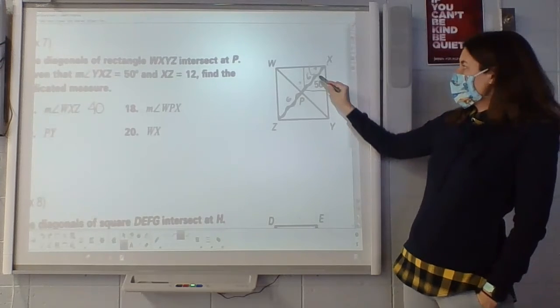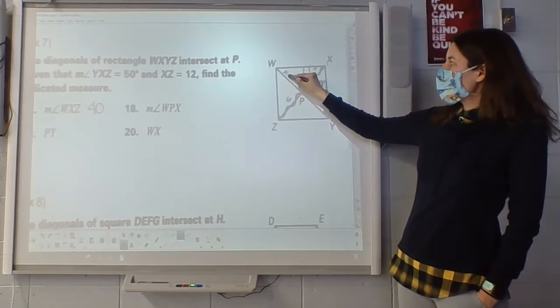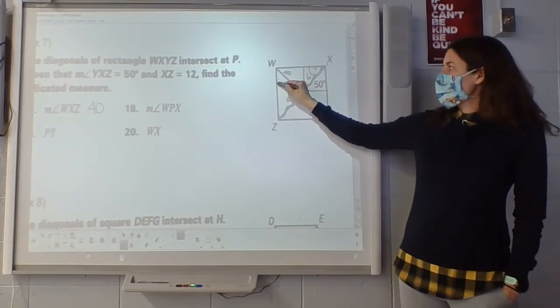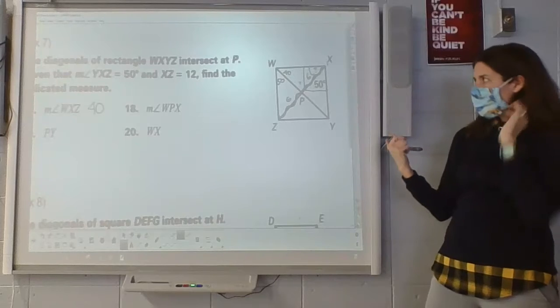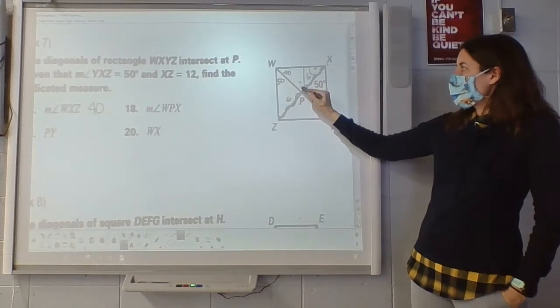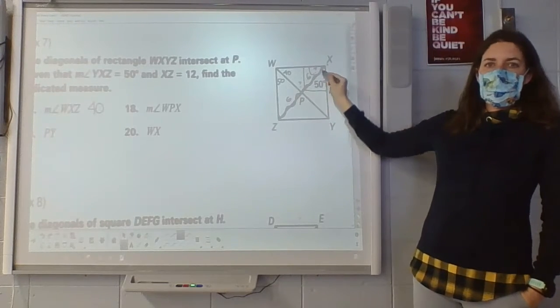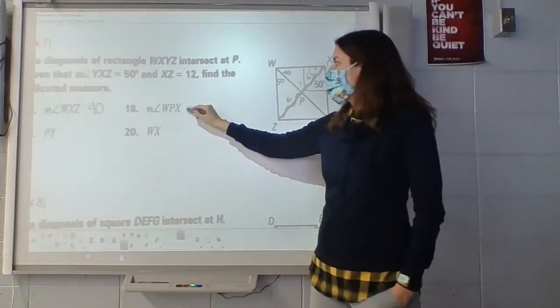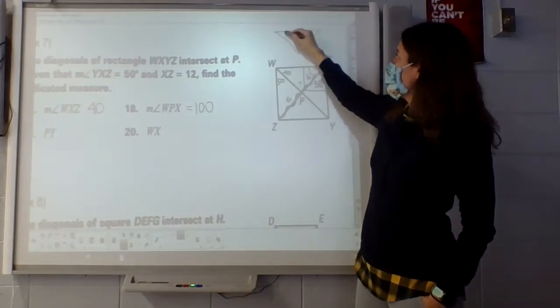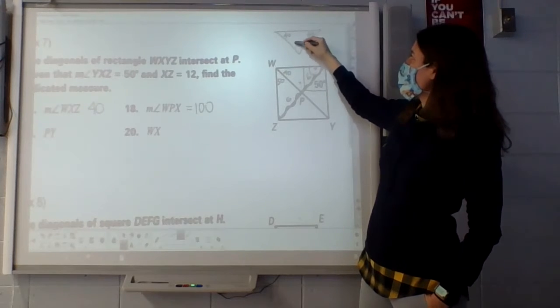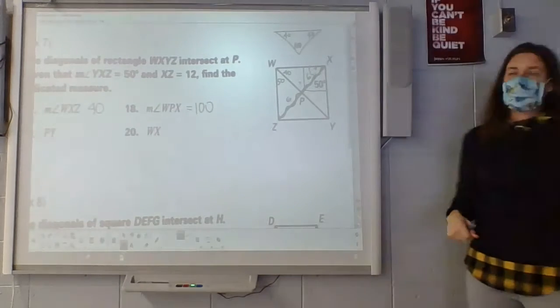And the reason for that is this is 40. This is also 40 because this has to be 50. The rectangle has a lot of congruent parts here. So if these two are 40, this has to add up to 180. So that leaves that as 100. Very good. So again, this is 40. This is 40. So this has to be 100 because they have to add up to 180.